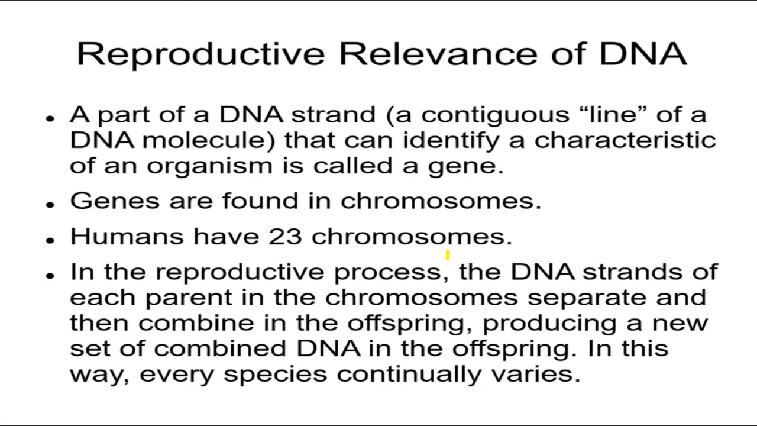So in this way, the offspring is different from each parent. Now, this is a very, very overgeneralized, simplified version of reproduction using DNA. The main point is that when you have two parents, there's some DNA that comes from each parent.